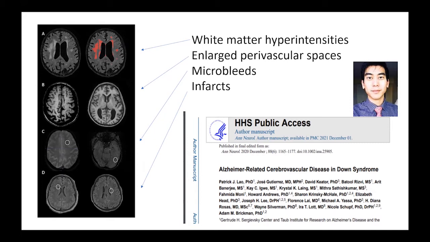And he did this beautiful job of characterizing white matter hyperintensities, perivascular space widening, and also looking at microbleeds, as I showed you better in a different image, and frank infarcts in a cohort of people with Down syndrome. And he published one of the first papers on this.